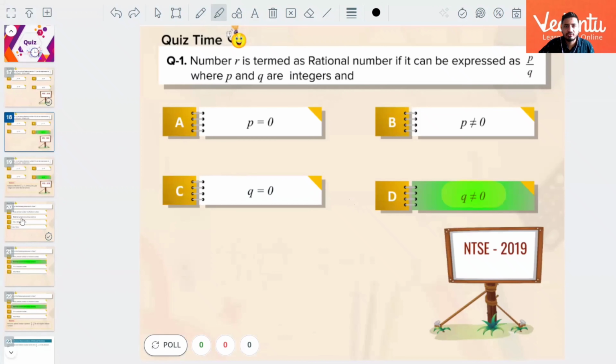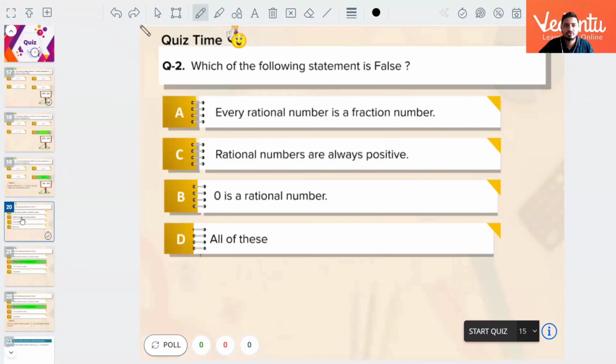Now, next question. Are you ready for the next one? Here comes your next question. Which of the following statements is false? Point A, every rational number is a fraction number. The options are: natural numbers are always positive, 0 is a rational number or not, or all of these. Which of the following is false?